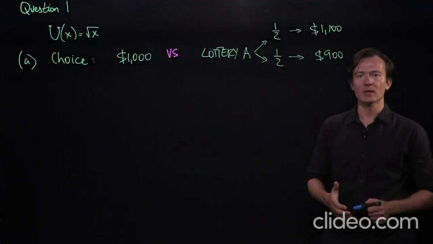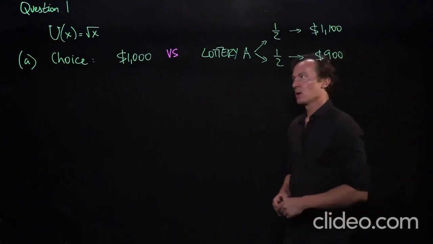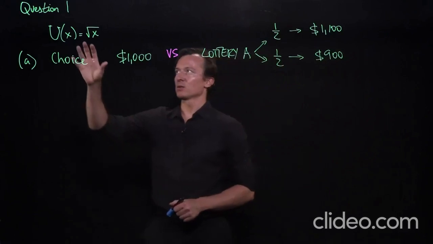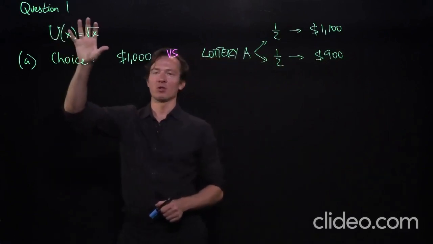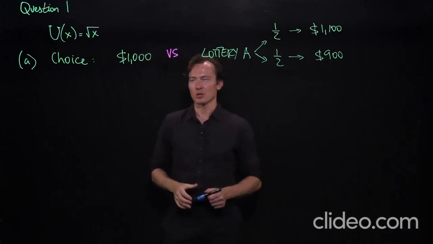In this question, we'll practice the concept of expected utility. Let's start with a very simple example. We have the following investor with utility function square root of x. And this investor is offered the following two choices.